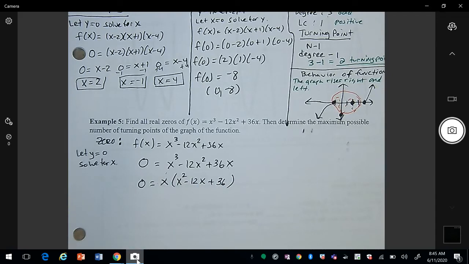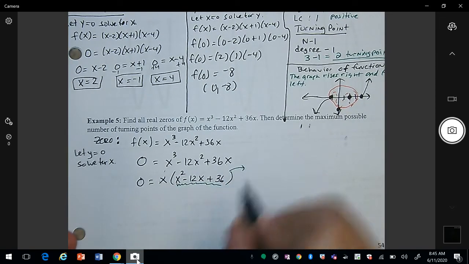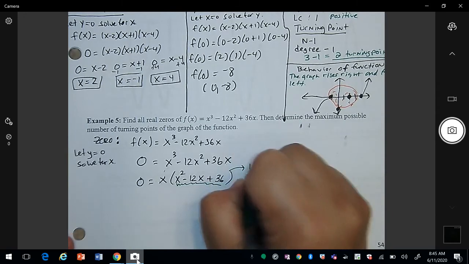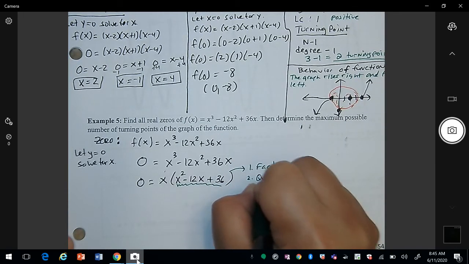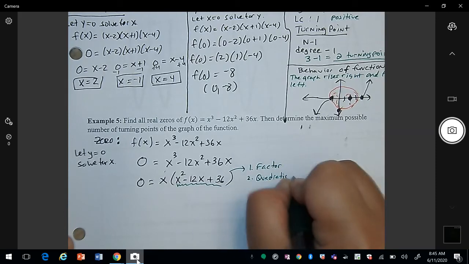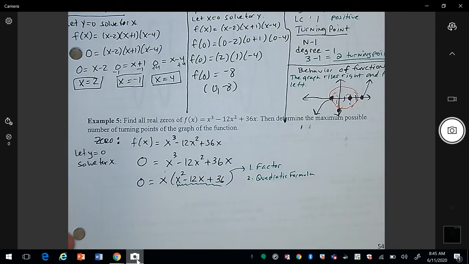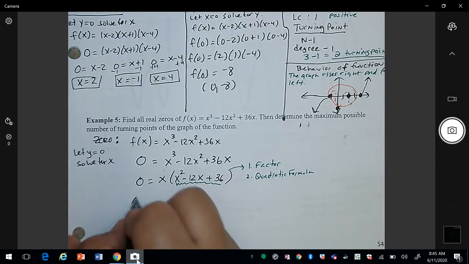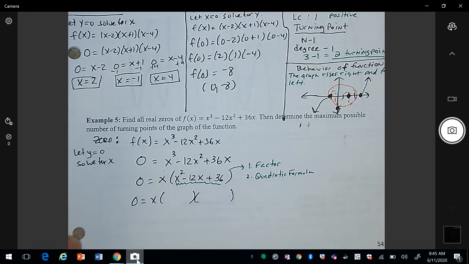After that, you can see that the parentheses right here contain a quadratic, so you have two options to solve this. Number one, you can see if it factors, or you can use the quadratic formula if you prefer. I always like to try and factor, and if it's not factorable, then I go ahead and use the quadratic formula.